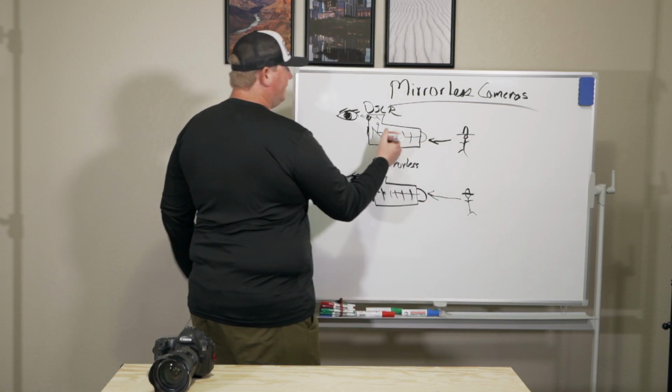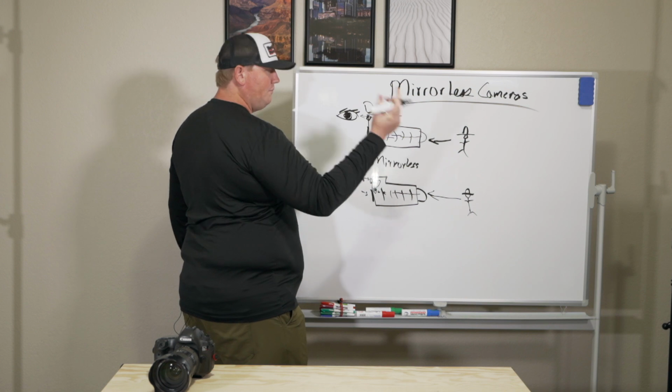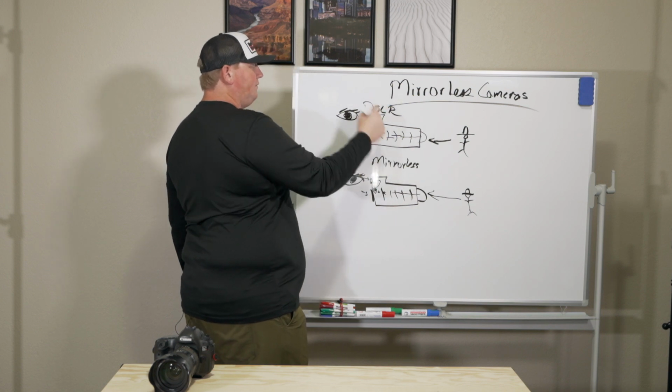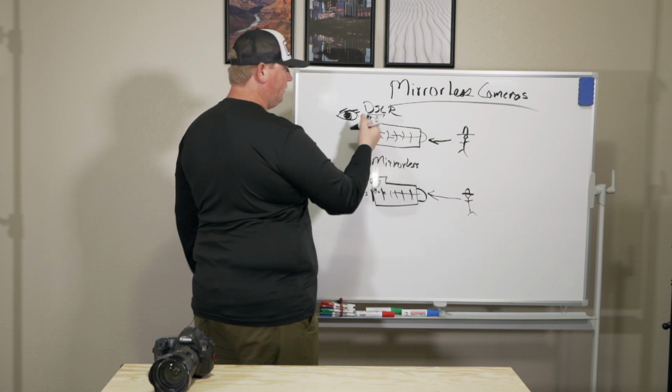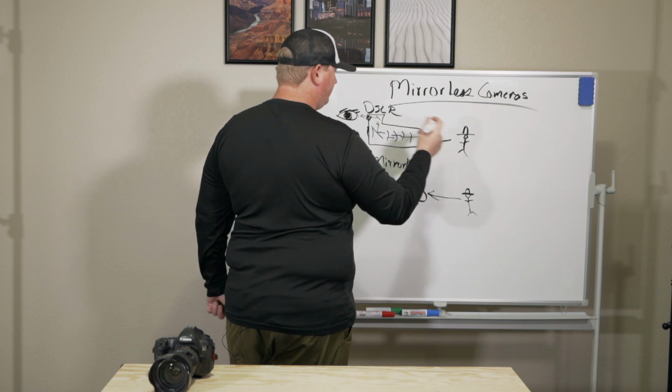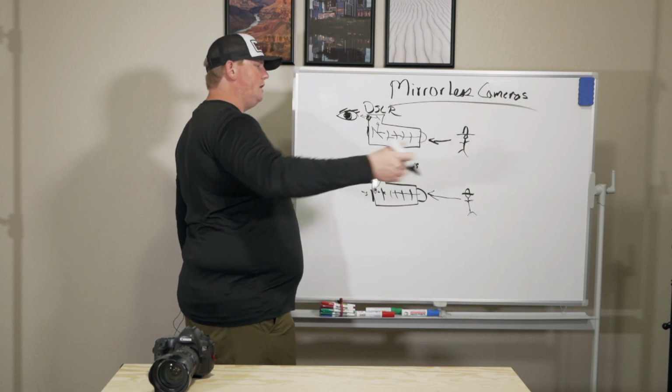So that light's coming in here at speed of light and hitting your eyeball at the speed of light, and then this mirror flips up to take the picture. When it's ready, when you're ready to push the button, take the picture, the mirror flips up.